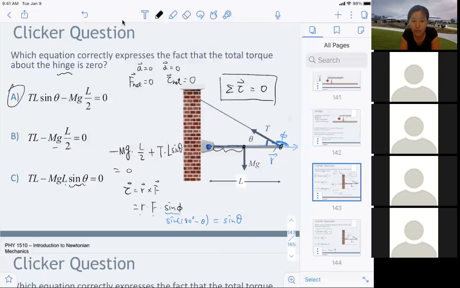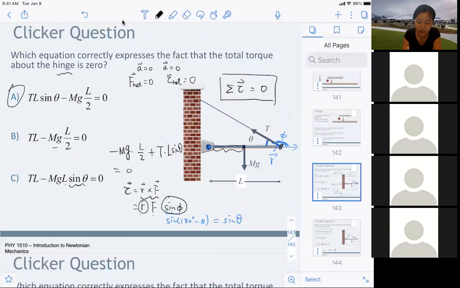Another way to look at the cross product, I'm not sure if that helps you or if that is easier, is you can always interpret the sine theta, the sine angle, together either with F or together with R. If you combine this with R, you're looking at what is the lever arm. So what is the distance that is perpendicular to the force?